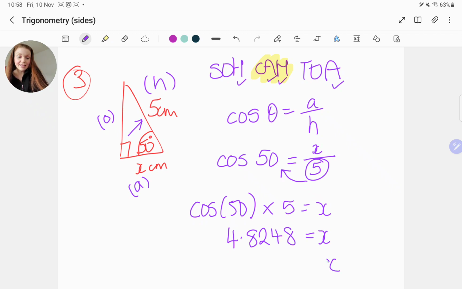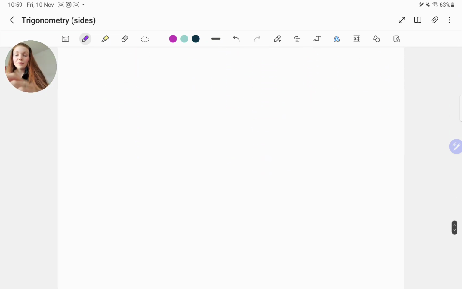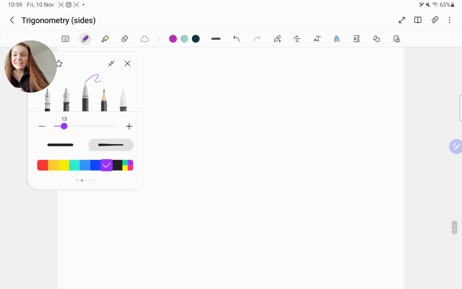4.8248. Again, I want that to 3SF. So 1, 2, 3, look to the one to the right of it, and it's not 5 and above, so we keep it the same, so it's going to be 4.82 centimeters, okay? Now, we're going to do a wee bit harder of one where we need to rearrange, and it's the one on the top line that we are missing, okay?